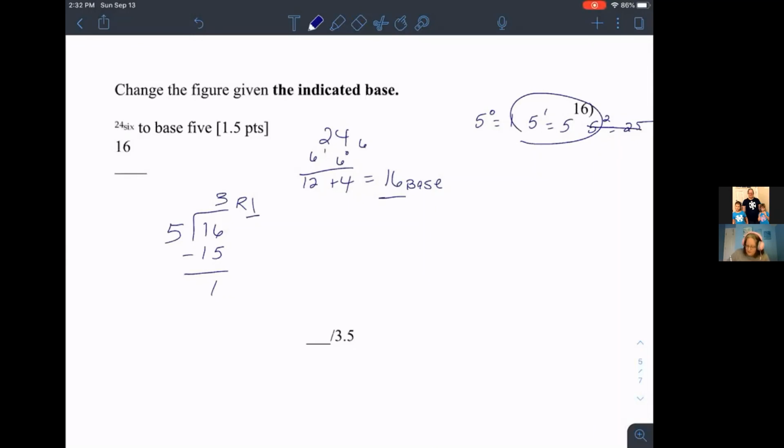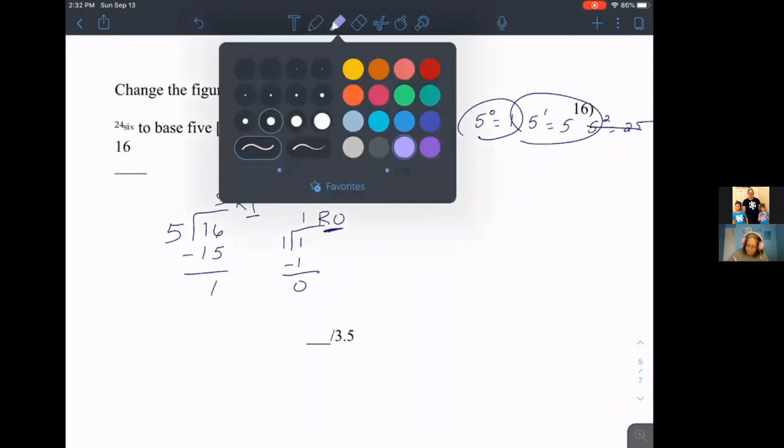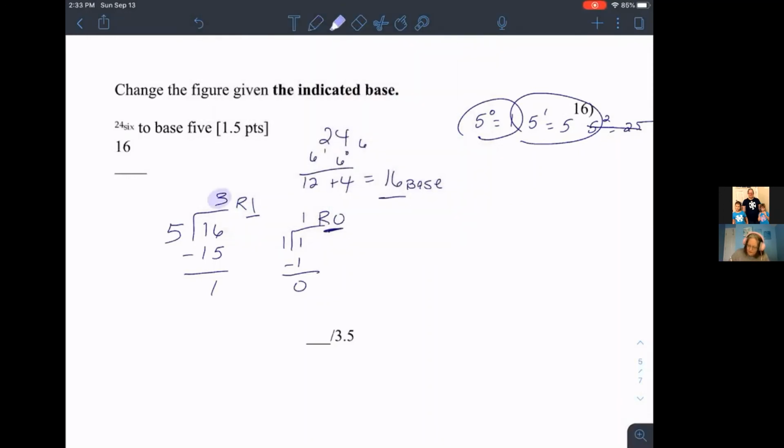Now we need a remainder of 0, so we have to keep going. So then the next digit, we have the remainder 1 divided by the place value. So 1 divided by 1 is 1. That gives us the remainder of 0 that we're looking for. So our answer would be 31.